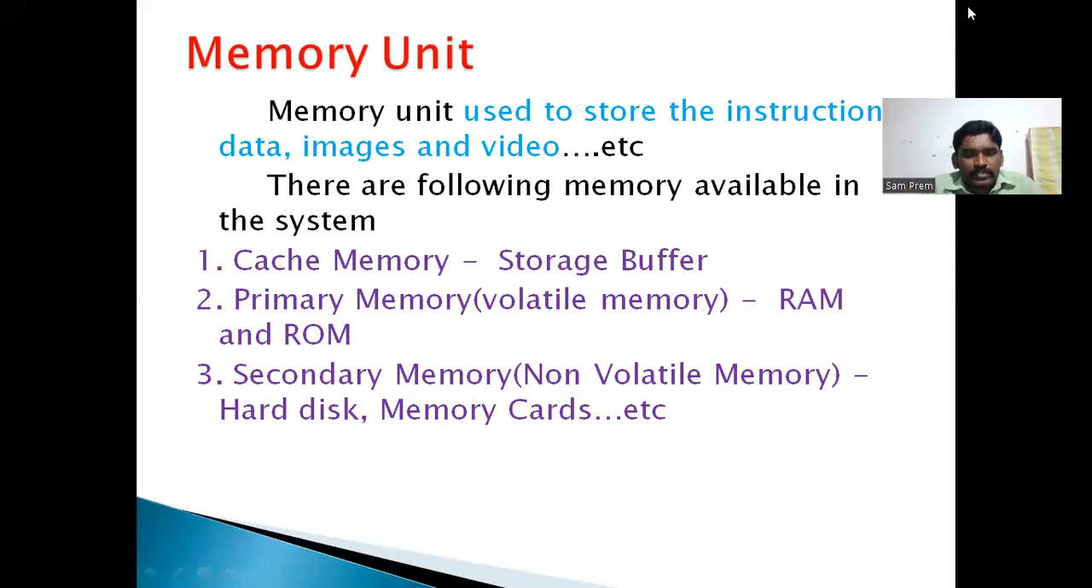First one, cache memory. Cache memory is one of the fast-accessing memories. It has very little storage space, and we can call it a storage buffer. So data will be stored temporarily in the cache memory. And the next one, primary memory. Primary memory is a volatile memory. So here also data will be stored temporarily.